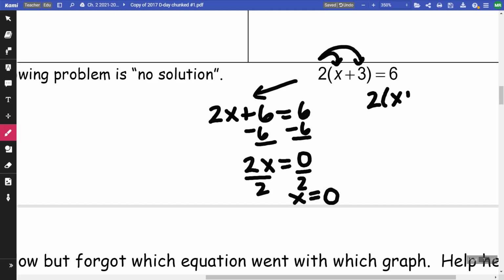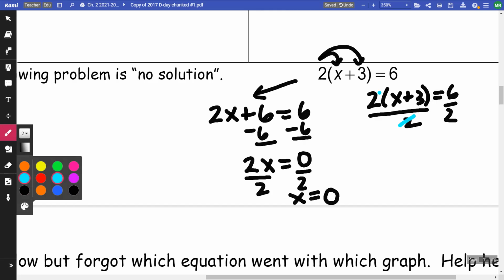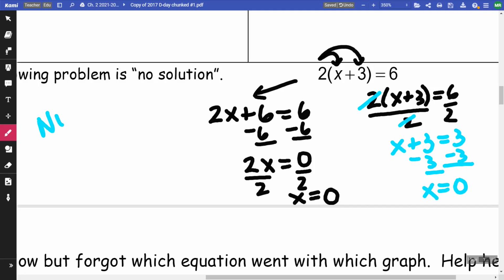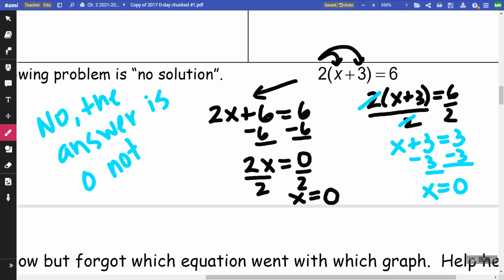Another way to have done that same problem is I could have divided this side by 2 and this side by 2. And that will have those 2's cancel out. And I'm going to be left with x plus 3 is equal to 3. I'm going to minus 3 from both sides, and I get x equals 0. So is she correct? No. The answer is 0, not no solution. No solution would be if I was dividing by 0. Okay, if I had 0 on bottom, that would have been no solution.